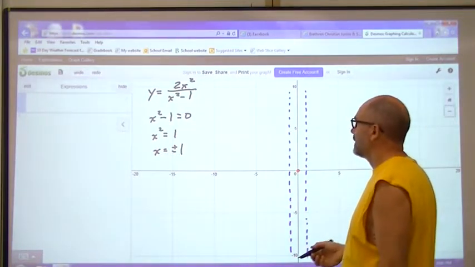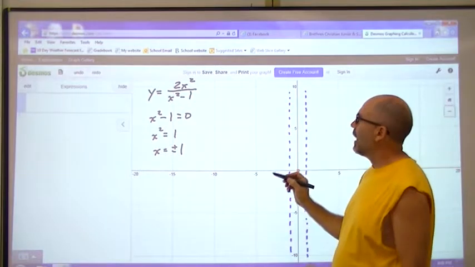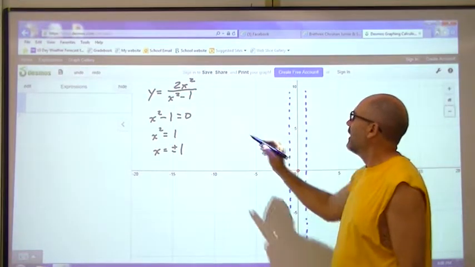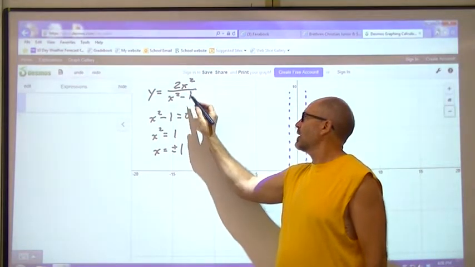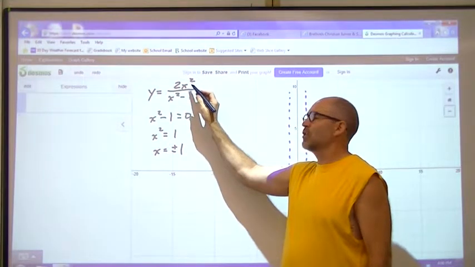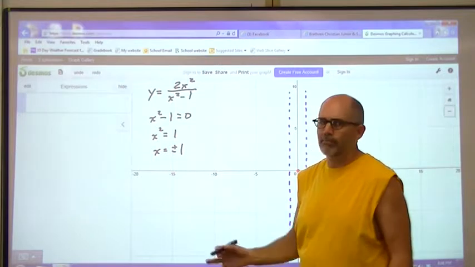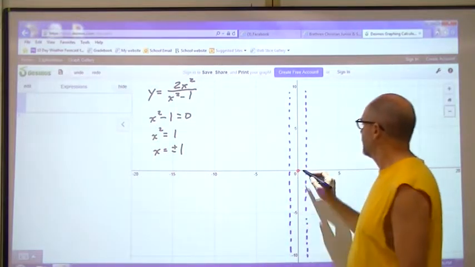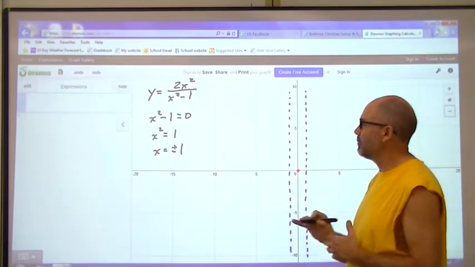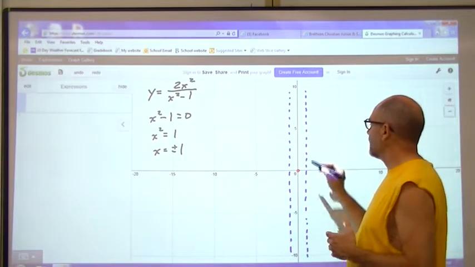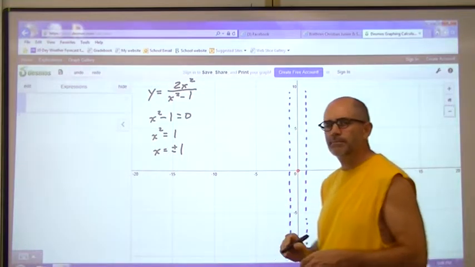Now the y-intercepts, if I let y equal 0, then basically 2x squared over x squared minus 1 equals 0. That means 2x squared equals 0. That means x equals plus or minus 0. So 0, 0, that's it. We've got both x and y intercepts all in that one point.